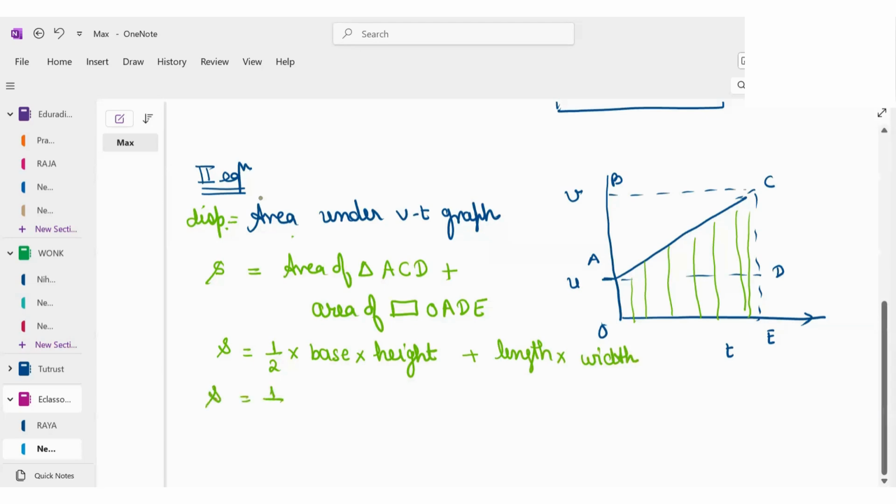So what is the base of the triangle? Can we say AD is the base of the triangle? What is the height of the triangle? Can we say CD is the height of the triangle? Plus length of rectangle, again AD, and width of rectangle is DE. Got it?